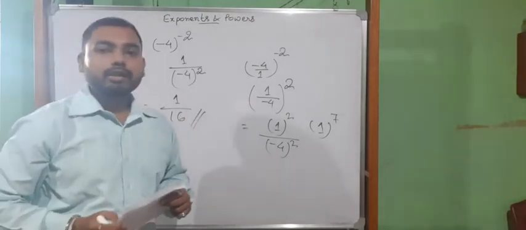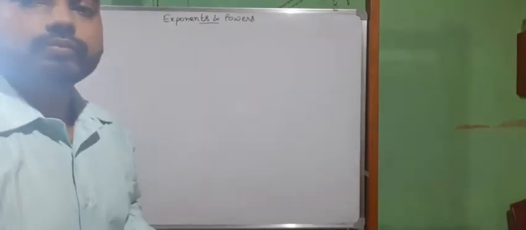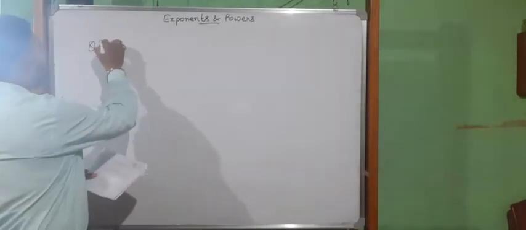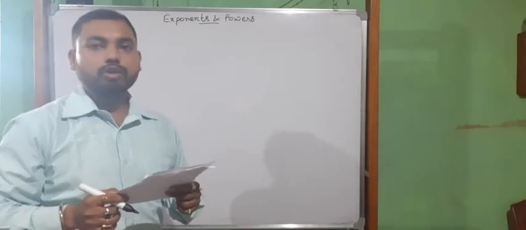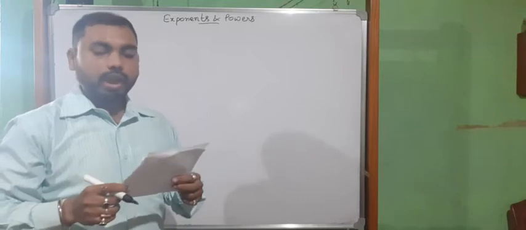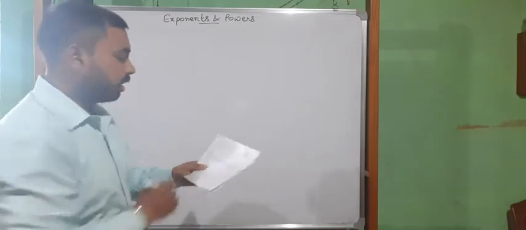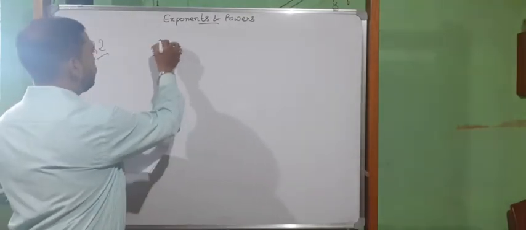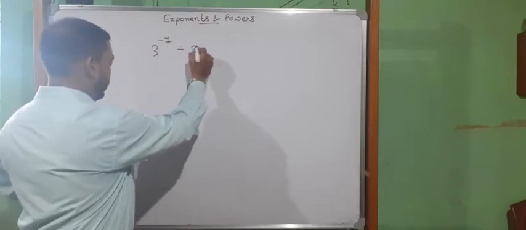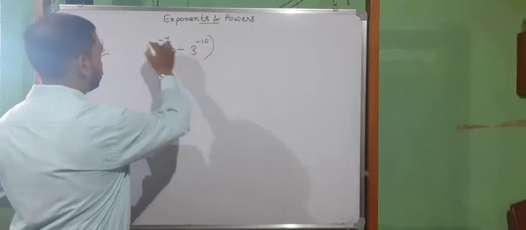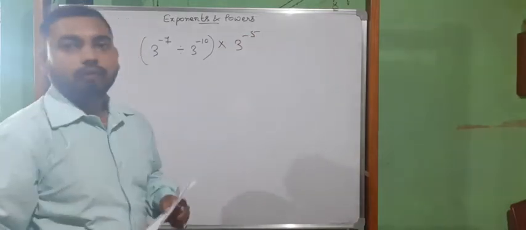Now let me discuss question number 2. The question is: simplify and express the result in power notation with positive exponent. That means you have to keep it in power notation, and it should have a positive exponent. Now 3 raised to the power 7 divided by 3 raised to the power minus 10, into 3 raised to the power minus 5.